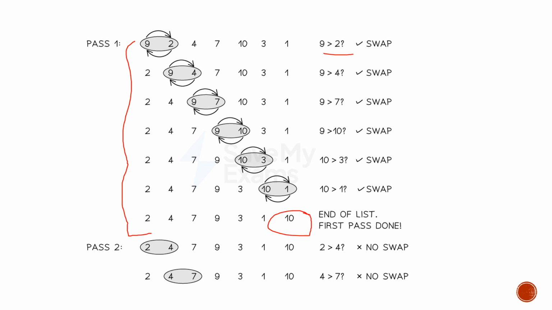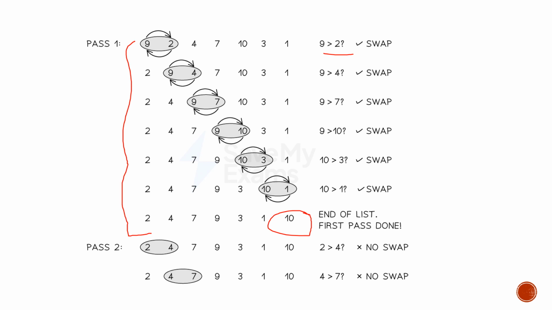As you can see, 9 is greater than 10? No. But 10 is greater than 3? Yes, it is, so we are going to swap. 10 is greater than 1, so we are going to swap. So this will happen until the end of the list, and the first pass is done.